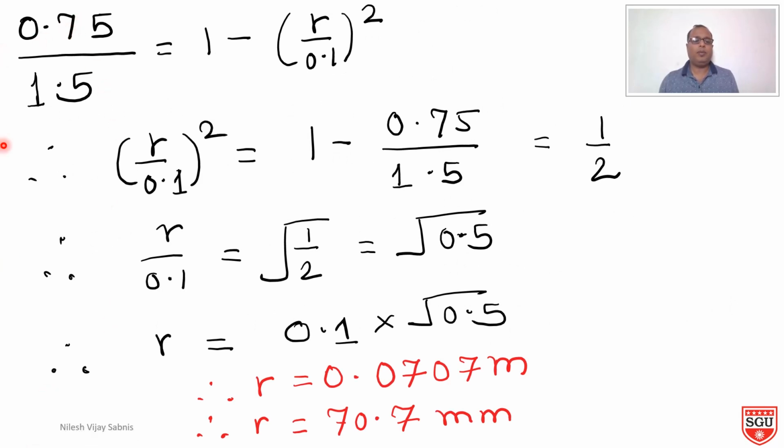So let's simplify, taking all the things on one side: (r by 0.1) whole square on one side, which is equal to 1 by 2. Taking the square roots of both sides, that is under root 0.5, multiplying with 0.1, r is equal to 0.0707 meter, which is nothing but 70.7 mm. At this r, we are getting velocity equal to 0.75. That is the significance of this r.